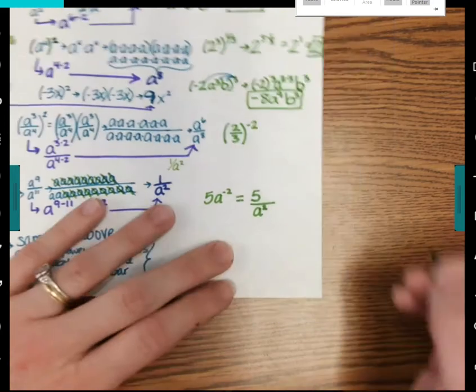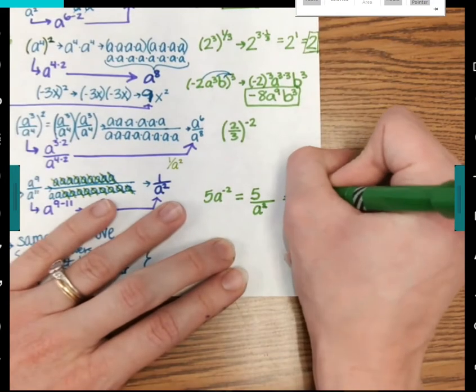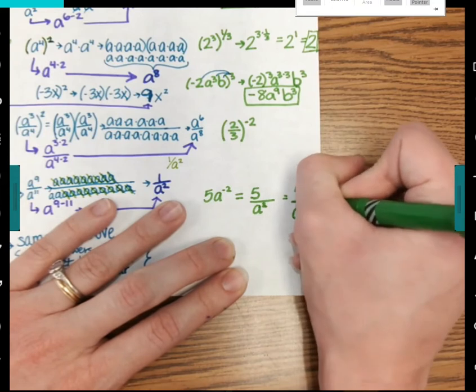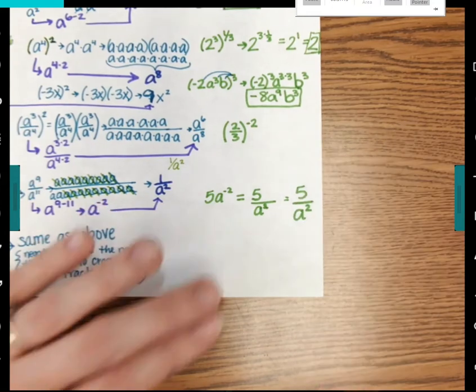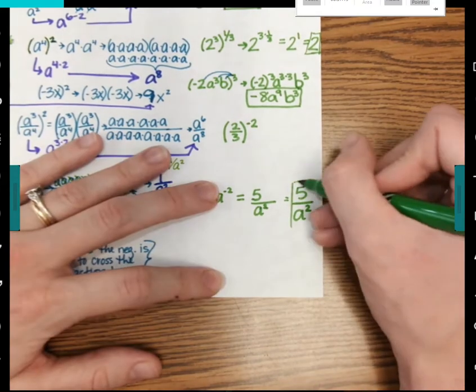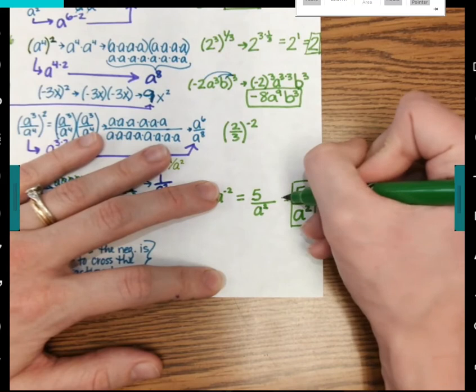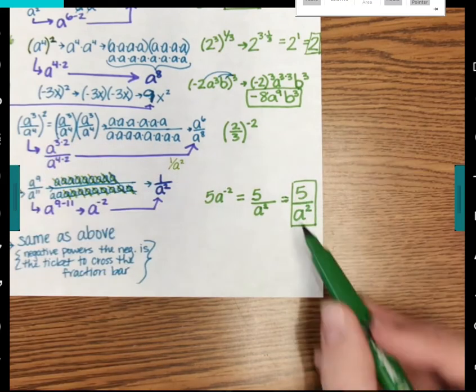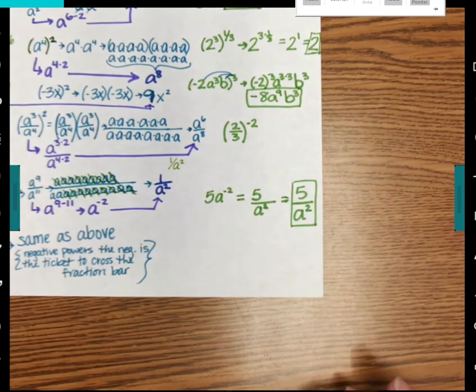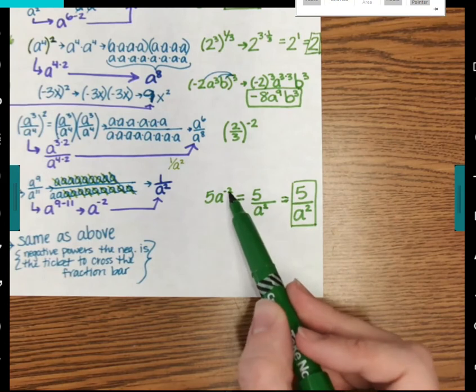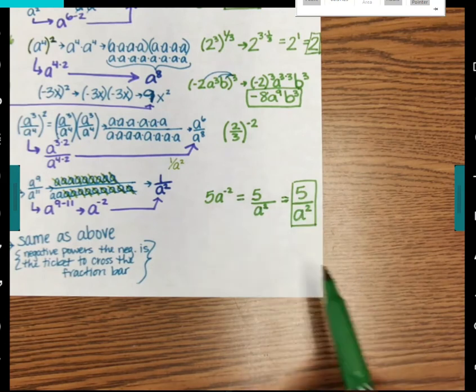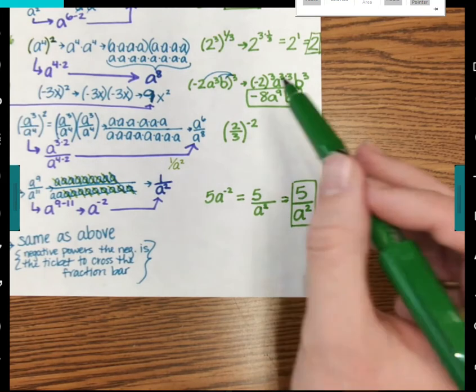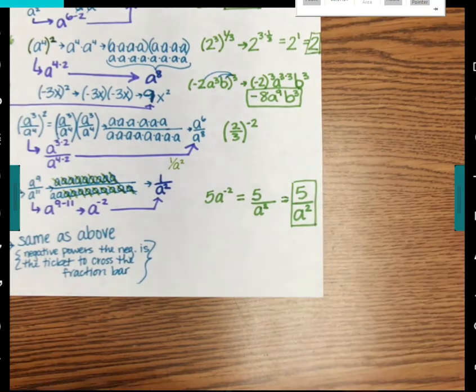That's a little hard to read. Let me rewrite that bigger. There. So only the terms or the variables with negative exponents get to move because the negative exponent is the ticket. Okay, so sorry about the bells, y'all.